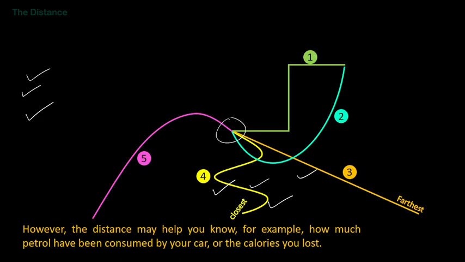However, distance may help you know, for example, how much petrol has been consumed by your car or the calories you lost, because the petrol consumption depends upon how long a path the body has traveled. The same is the case with our calories. How many calories we lose depends upon how long the path we have traveled or how small the path is.